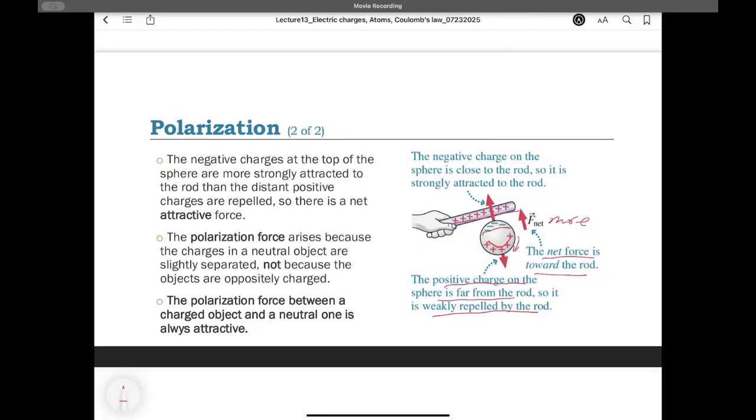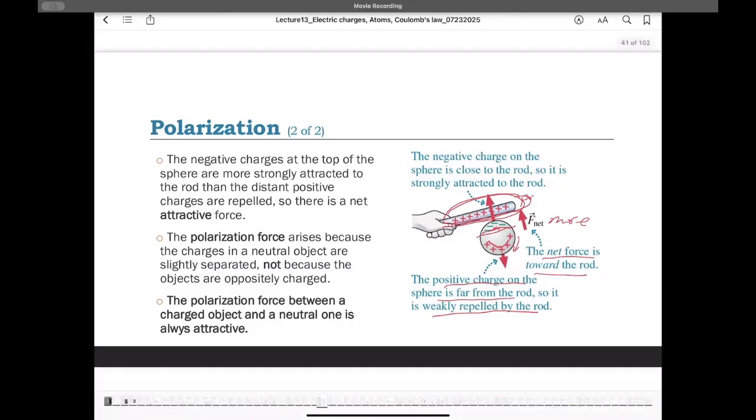Because the polarization force between a charged object and a neutral one is always attractive. If this charged one has a positive charge, then the negative charge on this sphere is close to the rod, and they will always be attracted to each other. Does that make sense to you?